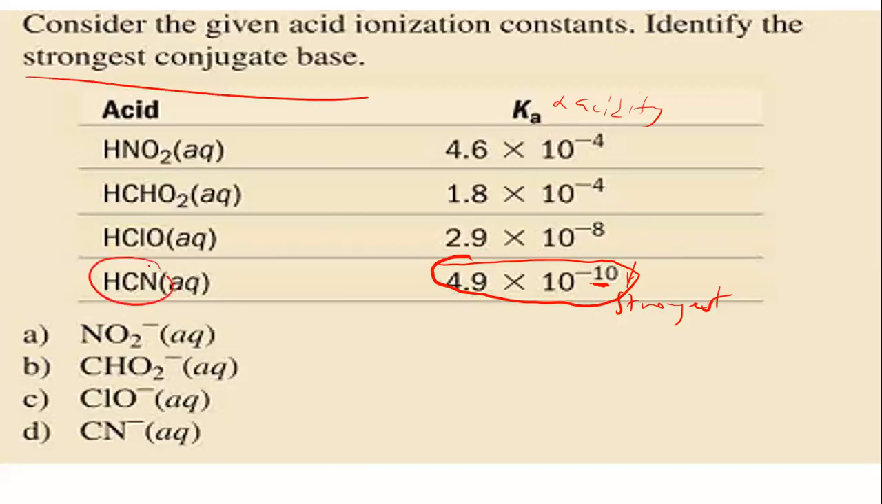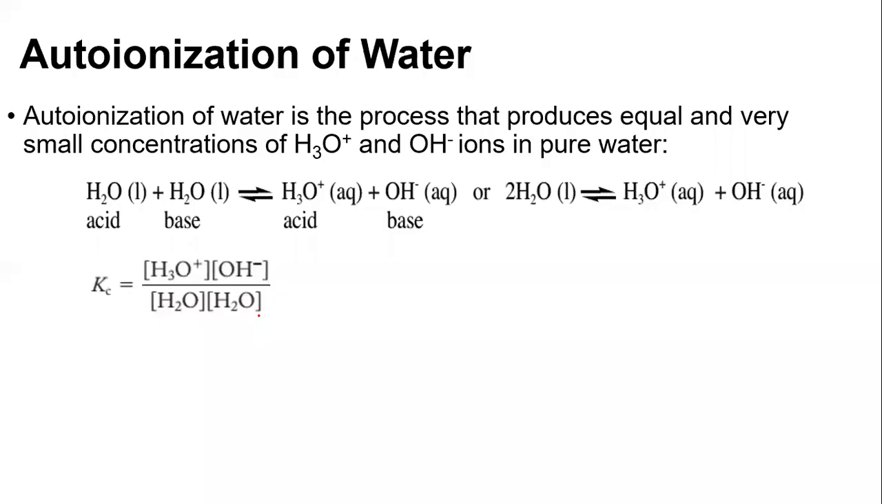Good. So if this is the weakest acid, the HCN, hydrogen cyanide, will dissociate partially and give me H plus ions plus CN minus ions. This will be the conjugate base, and this is the strongest conjugate base available. So the answer here is D. Very simple. Next, autoionization of water.